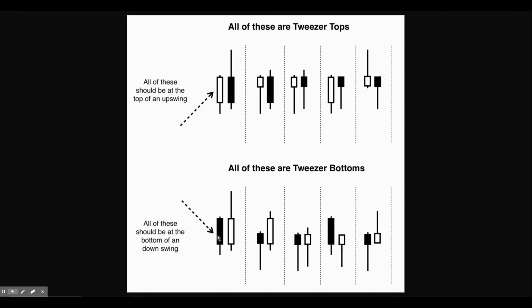And then it's just the opposite for the bottom. So if you have a downtrend reversal, you're looking for the bodies to be identical on the bottom, and then a green right after a red.